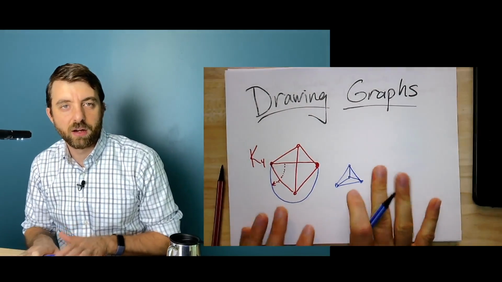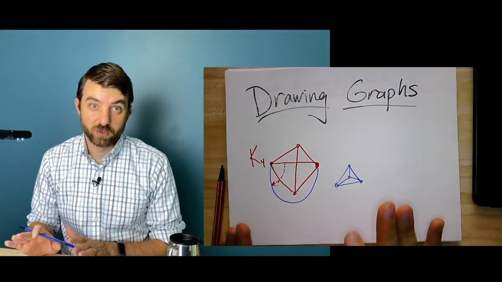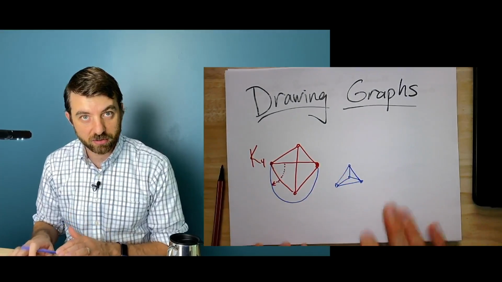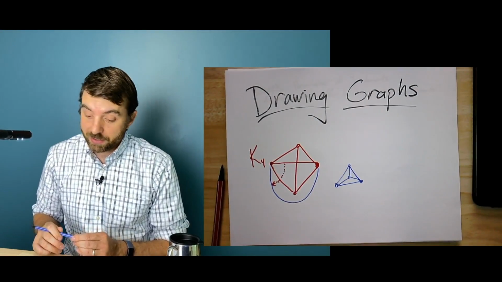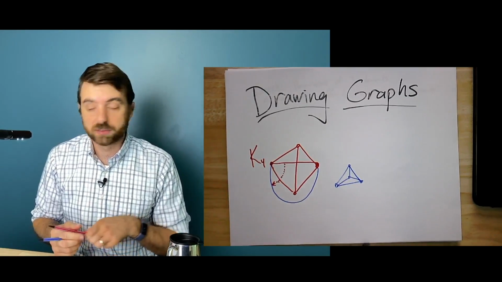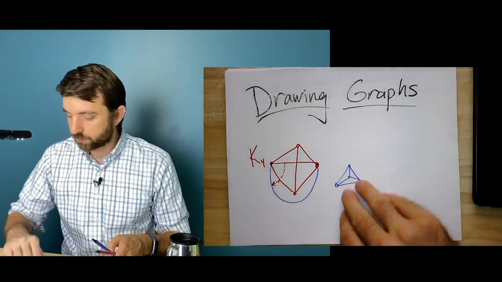So again, once you can talk about what it really means to have a drawing of a graph, you can start to classify and characterize the different kinds of drawings. And you can also start to talk about what kinds of graphs admit what kinds of drawings. And so that's what we're going to do.